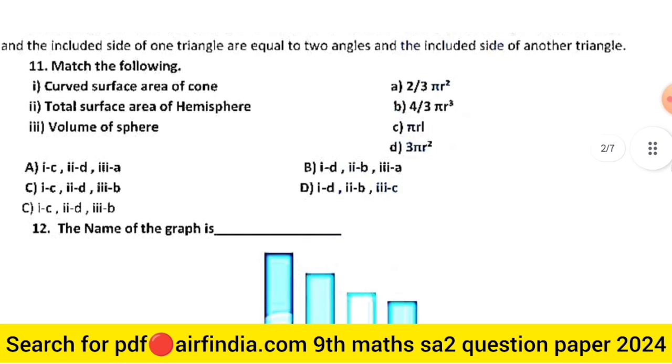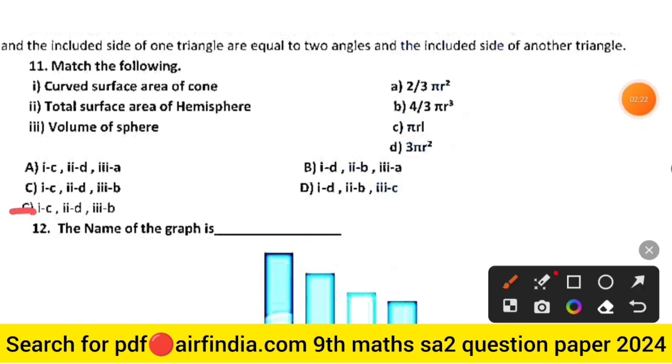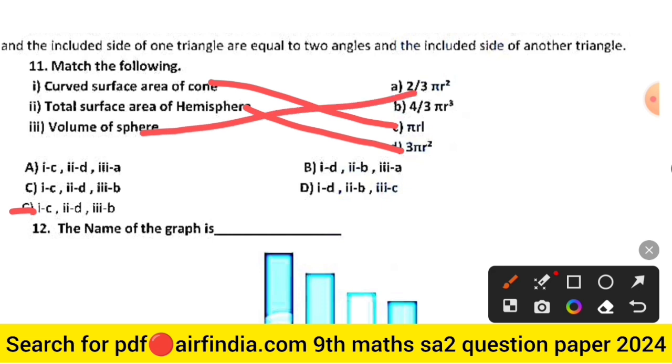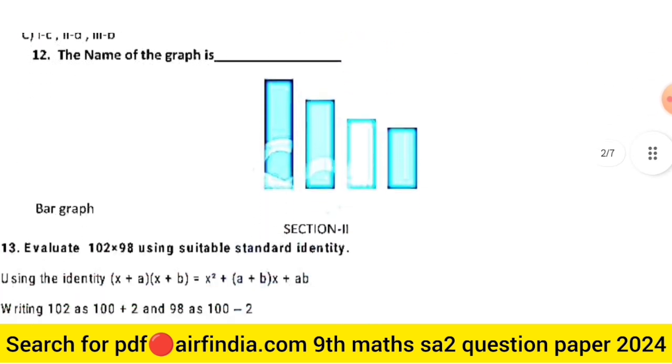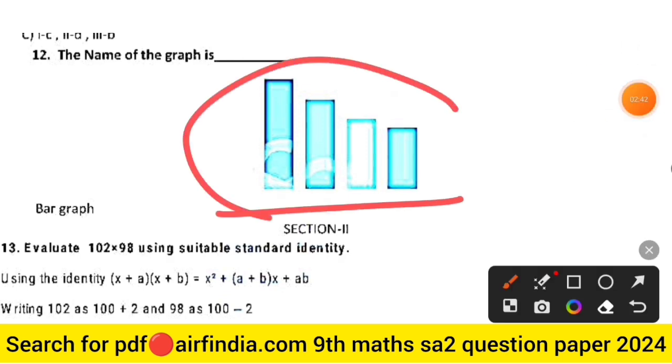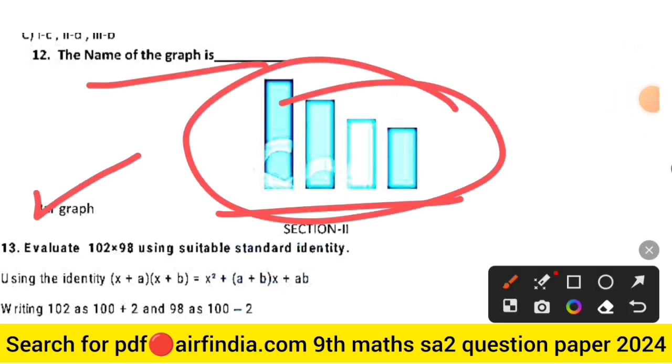Question number 11, match the following. So here the right answer is option C. Okay, so we will match. First is C, second is D, and the last, third, is B. Remember, okay. So this is the full match, and the remaining option is B. Okay, so the right answer is option C. The name of the graph is bar graph. The shown graph is called a bar graph. Okay, so the answer is bar graph.